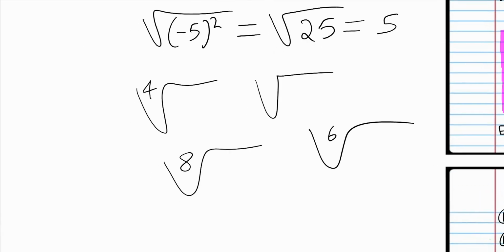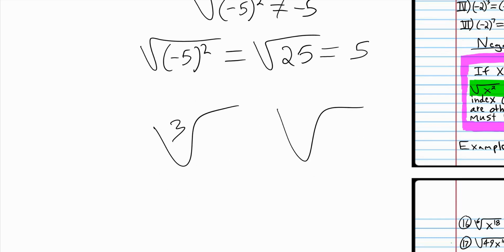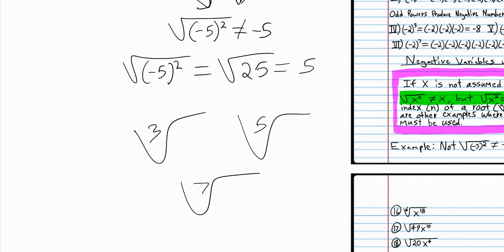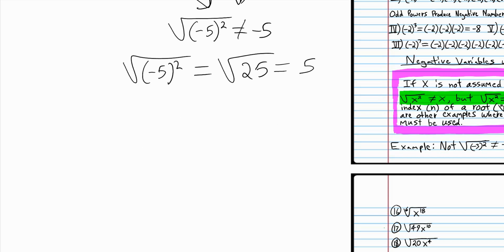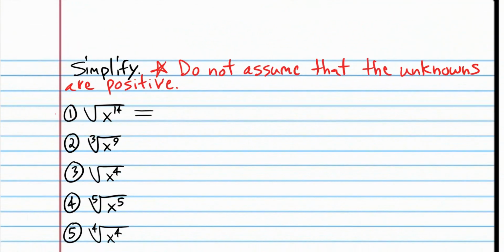So if you have an odd index in the root, for example, if you have a cube root or fifth root or seventh root, you don't have to worry about this problem at all. You don't have to worry about absolute value symbols. And when it's an even root, you have to worry about it sometimes. It's not even every situation where you have to worry about putting absolute value symbols. So that's the good news, is that you don't have to put absolute value symbols on every answer.